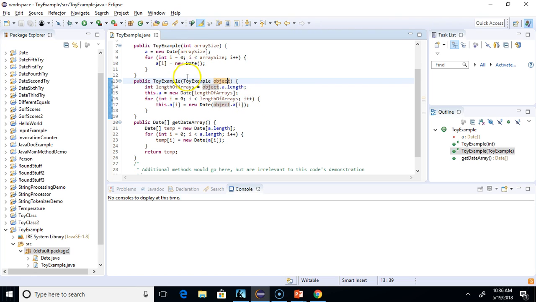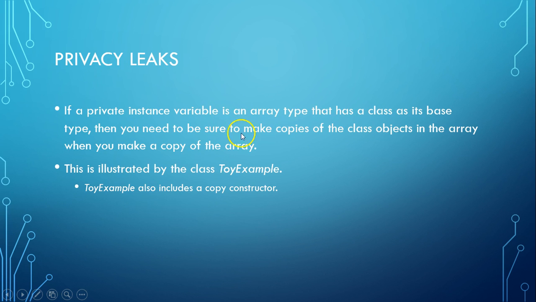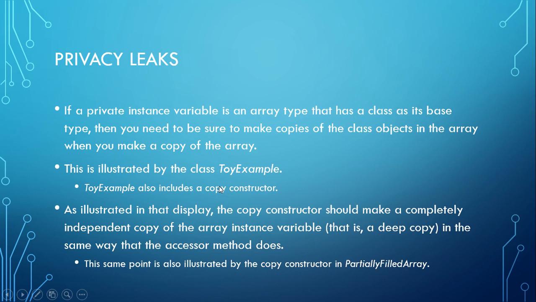You will need both of these in this example instead of just one, because you have to make copies of the class objects themselves. As illustrated in the display, the copy constructor should make a completely independent copy of the array instance variable, that is, the deep copy, in the same way that the accessor method does. And of course, this point has also been illustrated by the copy constructor in PartiallyFilledArray.